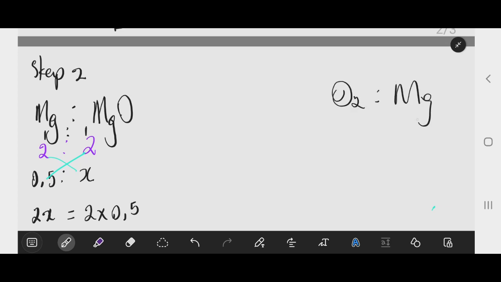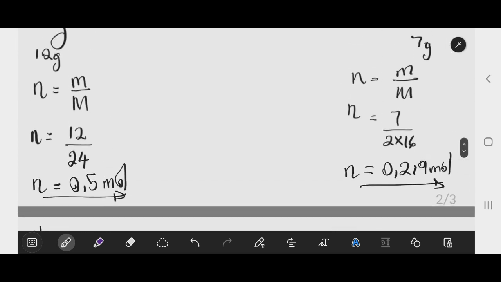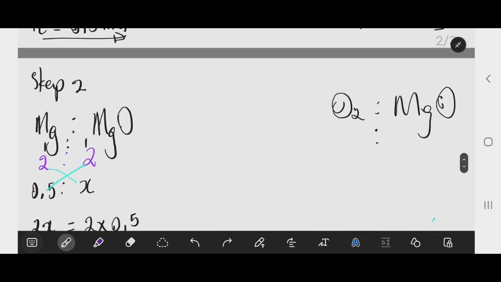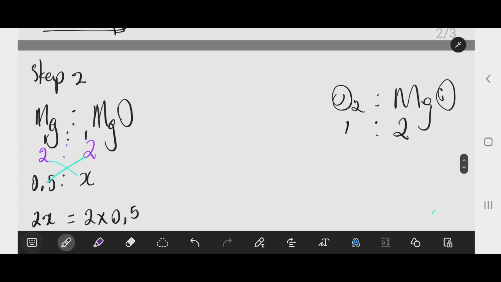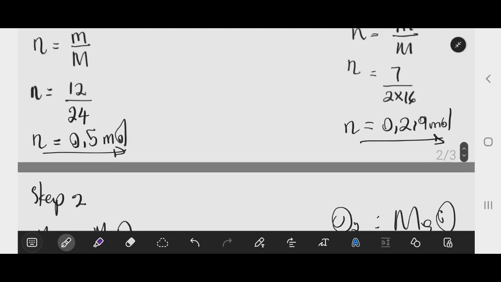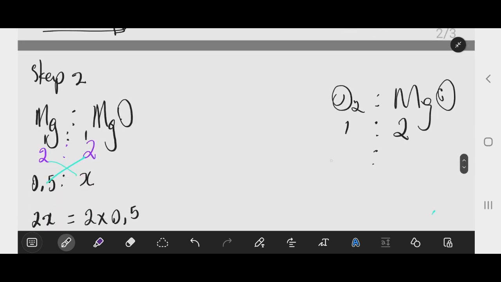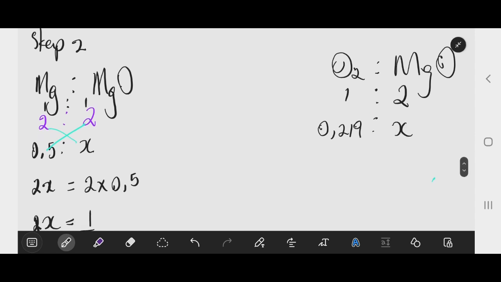So now let's also check how much magnesium oxide we can produce using oxygen gas, right? And the ratio from the equation, we have 1 for oxygen and we have 2 for magnesium oxide. So the ratio would be 1:2, right? So how much do we have available for the oxygen? We have 0.219, and we want to calculate the amount of magnesium oxide that we would produce using oxygen, right?